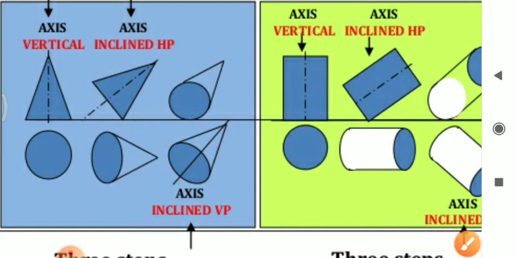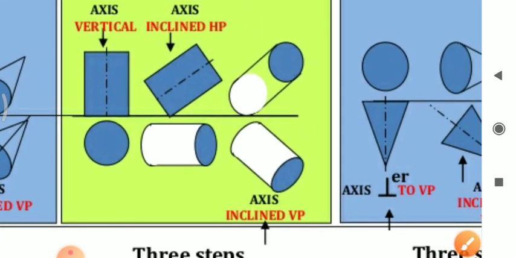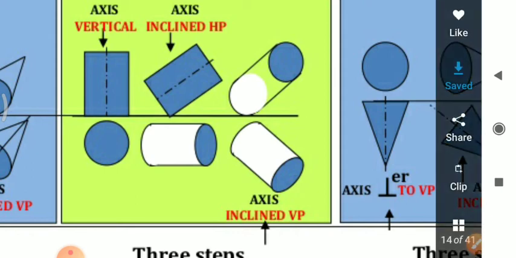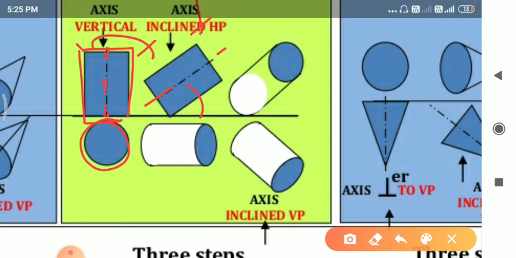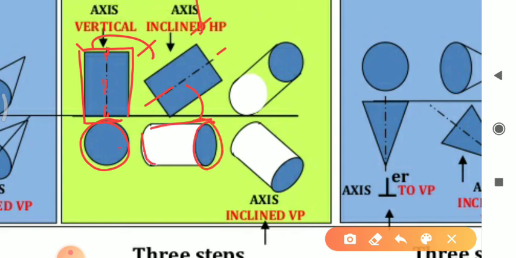If I take another example, a cylinder, just for understanding, this diagram is there. Now we can see this is kept on HP with the axis vertical, so it is vertical to HP and parallel to VP. The front view is a rectangle, and the top view is a circle. Then if I tilt it in this way, the axis makes an angle with HP, and this is the top view. When I look from the top, it looks in this way. So the axis is parallel to VP.